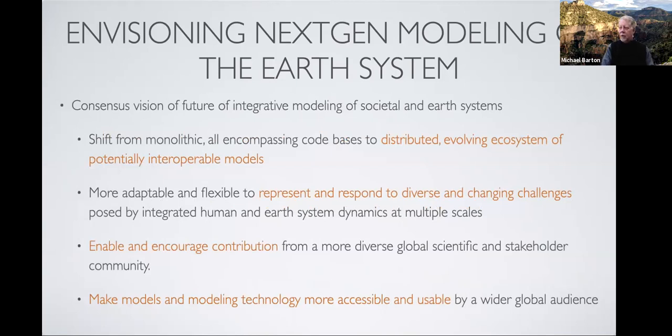The consensus, I think, that emerged from these is that structurally a way to do this is to shift from the kind of modeling approach, formalisms you might call them, of the mid-20th century of monolithic all-encompassing code bases where you keep adding more and more things to the same mass of code, to a distributed evolving ecosystem of models, ones that could be potentially interoperable. And this is mirrored in some of the most successful open source ecosystems for scientific software that have emerged, things like the Python ecosystem, the R ecosystem, very different than the monolithic statistical programs, for example, that dominated the 20th century.